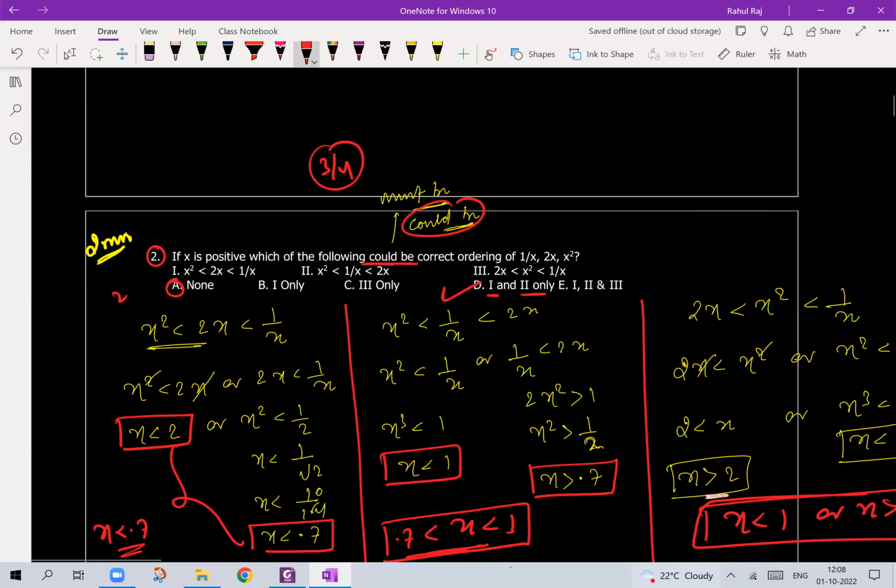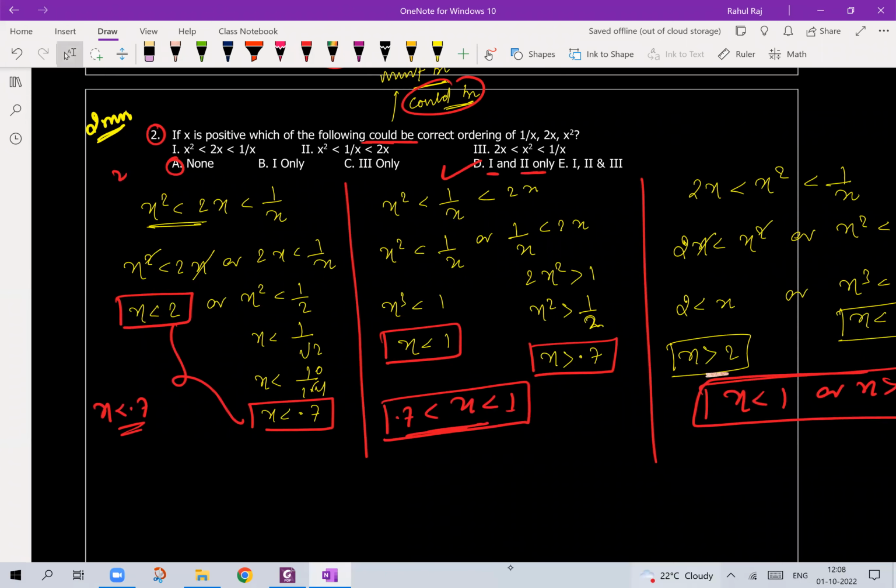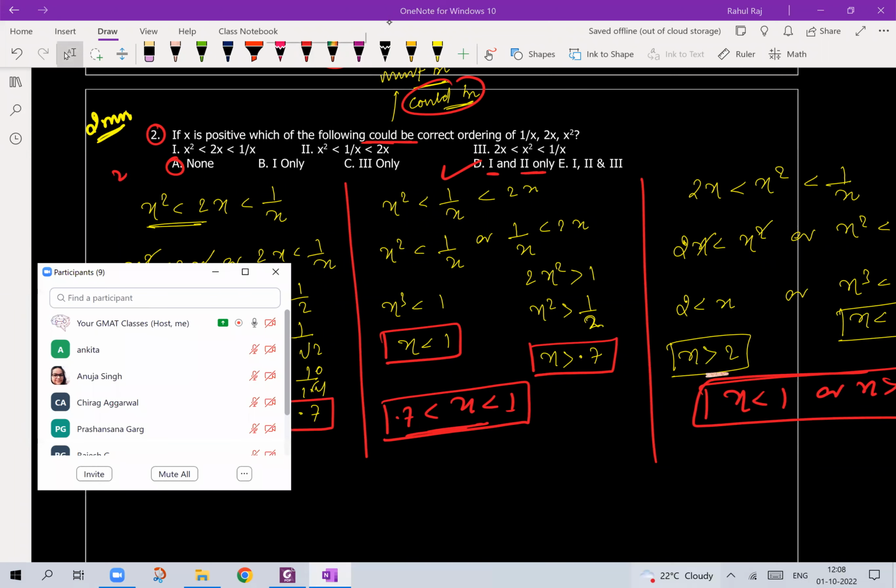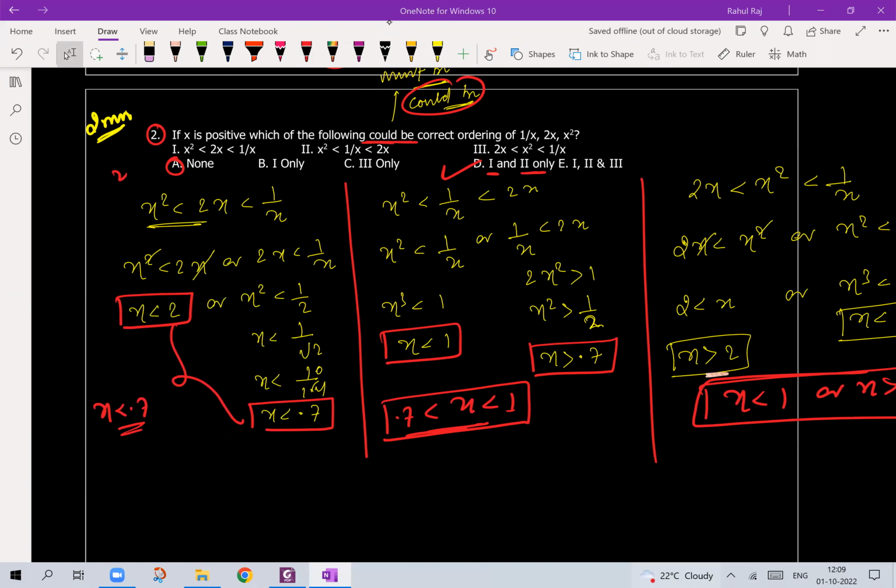Agreed? Anyone, any doubt? Shaurya, is this clear? Ankita? Yes, clear. Anuja? Prashanchana, is this clear? Yeah, sir, it's clear. Perfect.